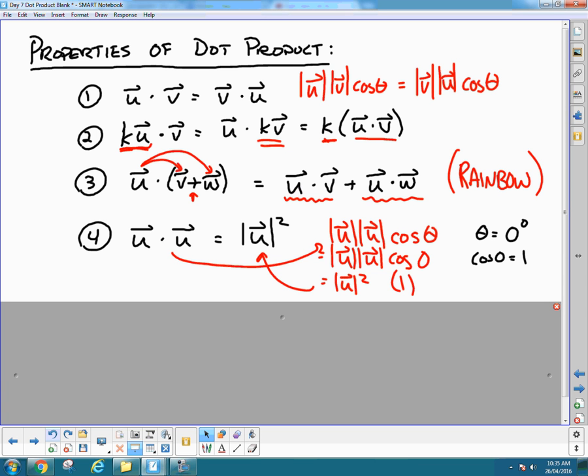You don't actually need to use the formula there because the angle between them is 0 and cos of 0 is 1. So you can just square them if you're taking the dot product of two vectors by itself.